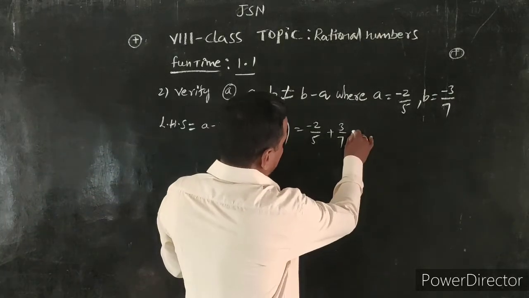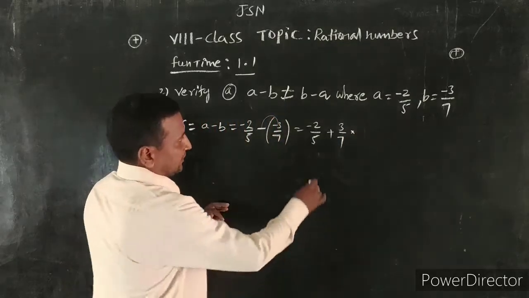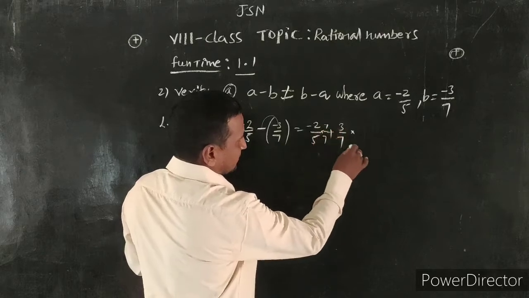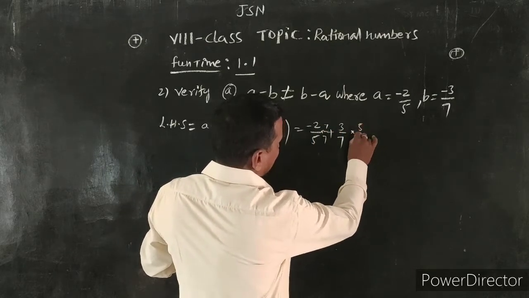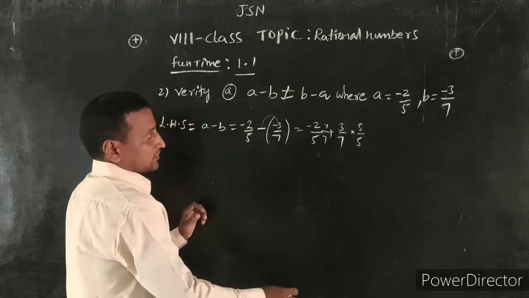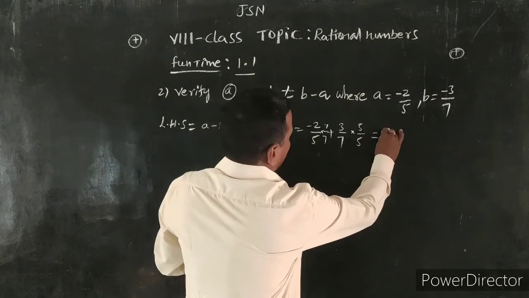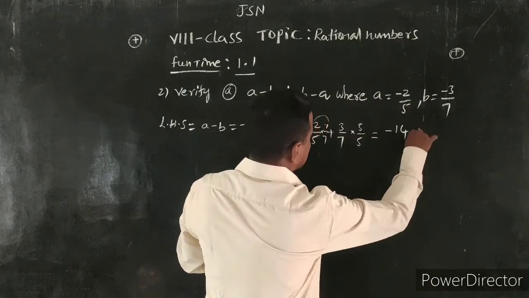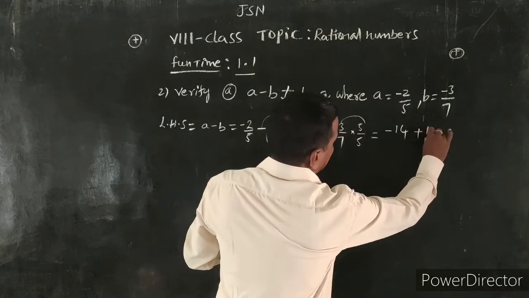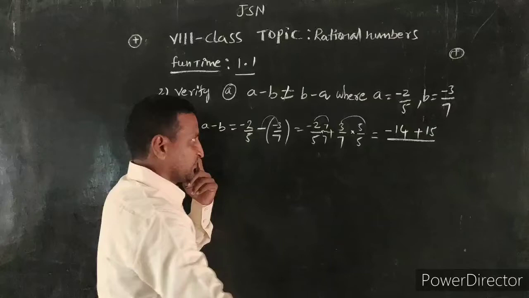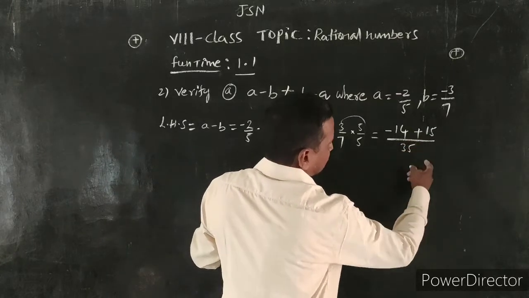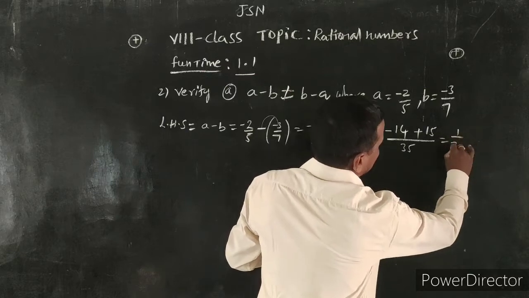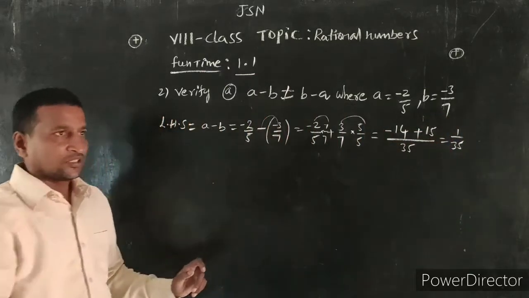35 is the LCM. So multiply the first fraction by 7 by 7, and the second fraction by 5 by 5. Equal to minus 14 (7 twos are 14) plus 5 threes are 15, and the denominator is 35. So plus 15 minus 14 means the answer is 1 by 35. Now take RHS.